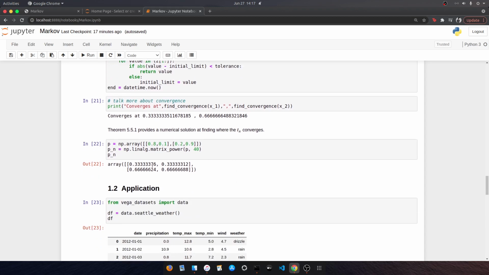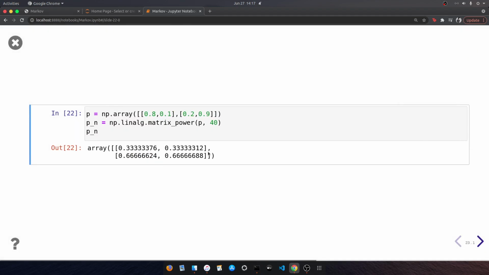And as we can see, it does converge to a matrix where the column vectors are where our state vector converges. So let's go back to presentation mode and let's look at an applied example.